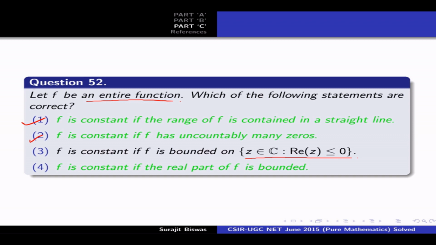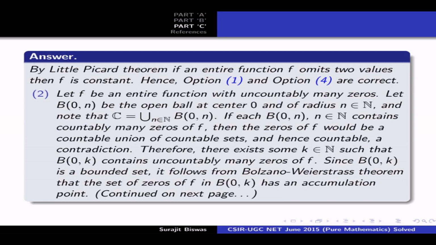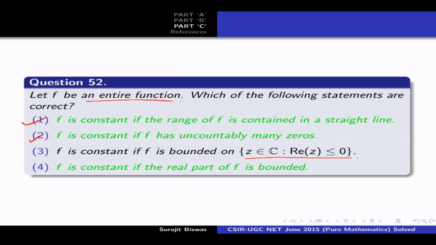Whenever we need to show that an entire function is constant, the first main result in this direction is the Little Picard theorem. By the Little Picard theorem, if an entire function f omits two values, then f is constant. Hence option 1 and option 4 are correct.